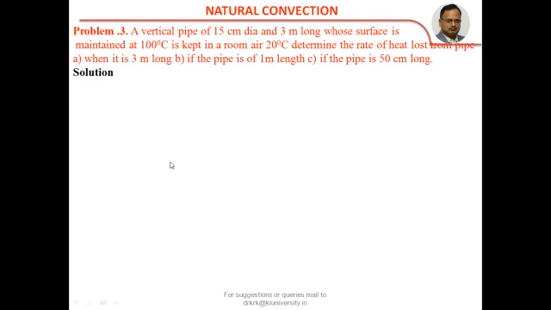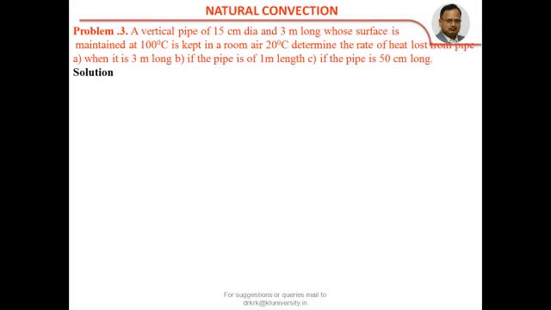Let us go to the vertical pipe arrangement. We have seen the horizontal cylinder, the first problem. Then three positions of the plate we have seen. And now we will take up a problem on a vertical pipe. This is also interesting and very application oriented.